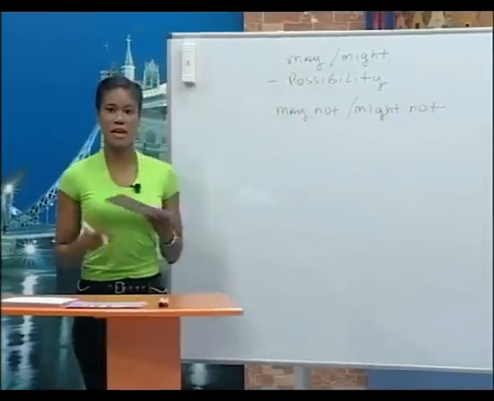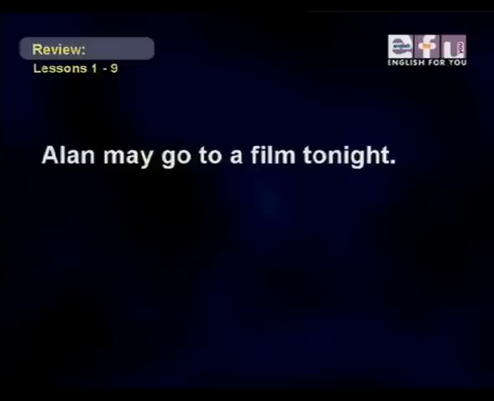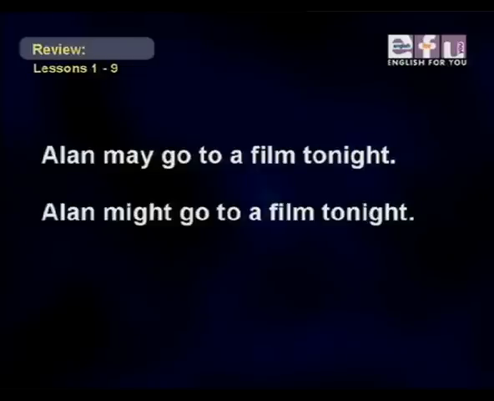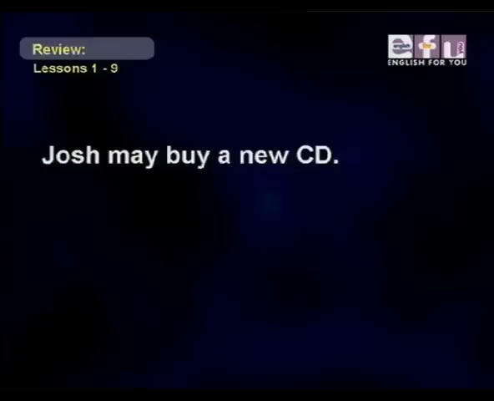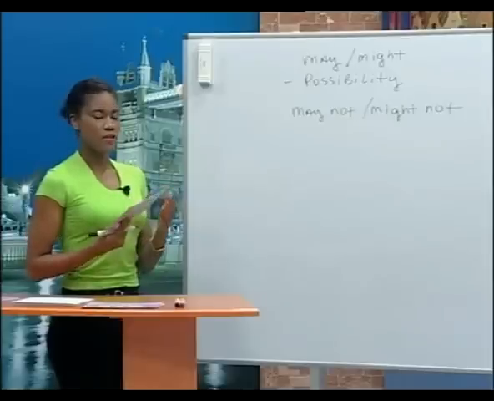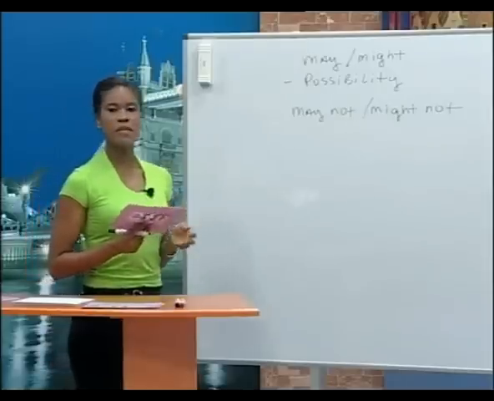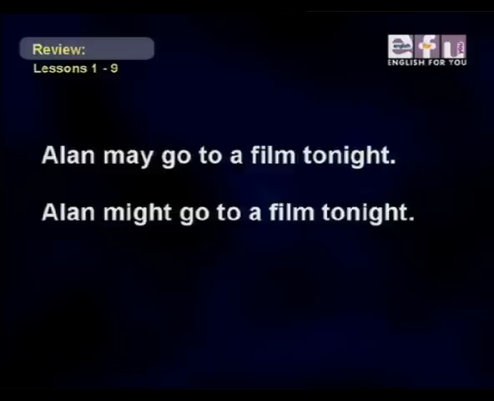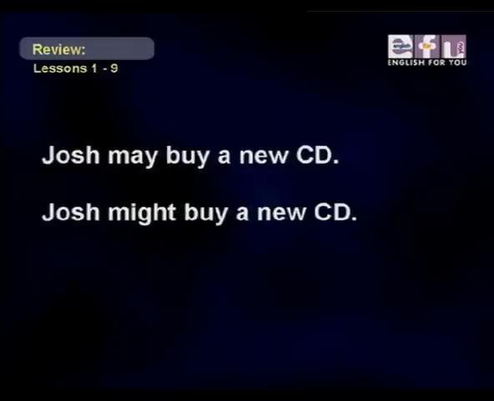Let's look at some examples. Ellen may go to a film tonight. Ellen might go to a film tonight. Same. Next, Josh may buy a new CD. Josh might buy a new CD. In the first sentences, there is a possibility that Ellen will go to a film, right? In the second sentences, there is a possibility that Josh will buy a new CD.